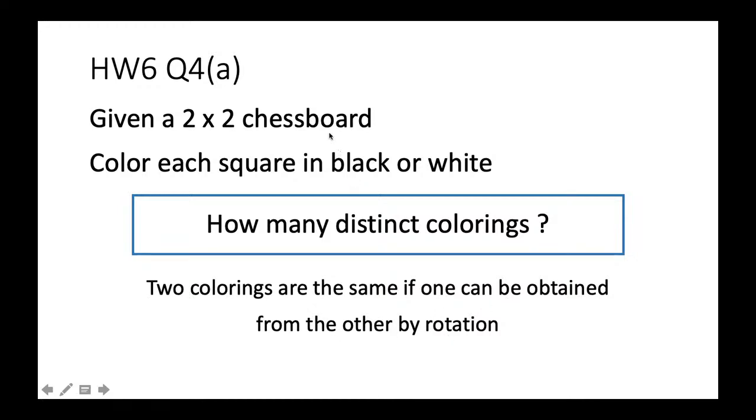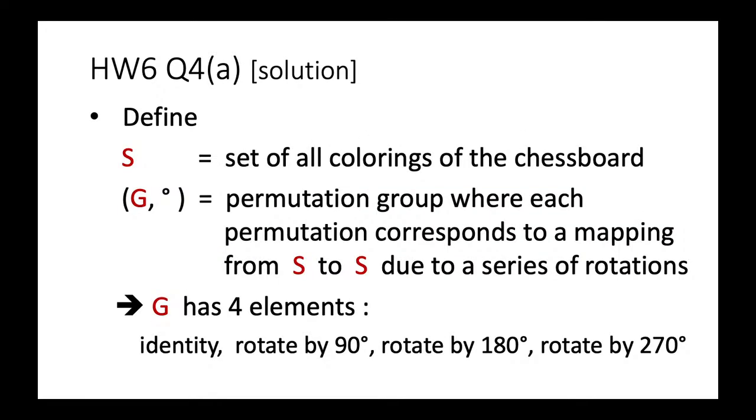So for instance, if we have black, white, for instance, what do we have? If we have black, black, white, black, it will be the same as if we have black, black, black, white here. Is that okay? So one can be formed from the other by using rotation. So this is just an exercise of Burnside.